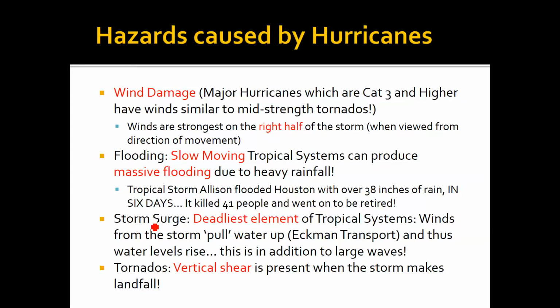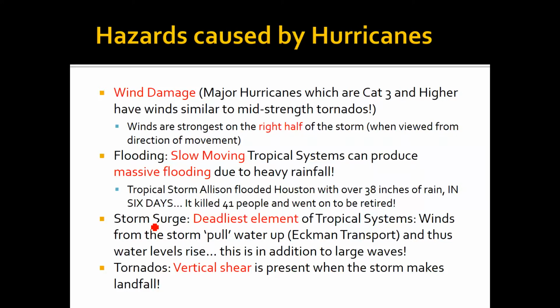The next big thing is storm surge. This is actually the deadliest element of tropical systems. And the reason why is because those winds, not only are they causing tremendous amounts of waves, but they also have an extra tool up their sleeve called Ekman transport. And Ekman transport actually causes the water in the ocean to bulge upward, kind of like a tide. And so when a hurricane is coming on shore, not only are you getting waves, but the sea level itself is rising due to these winds.